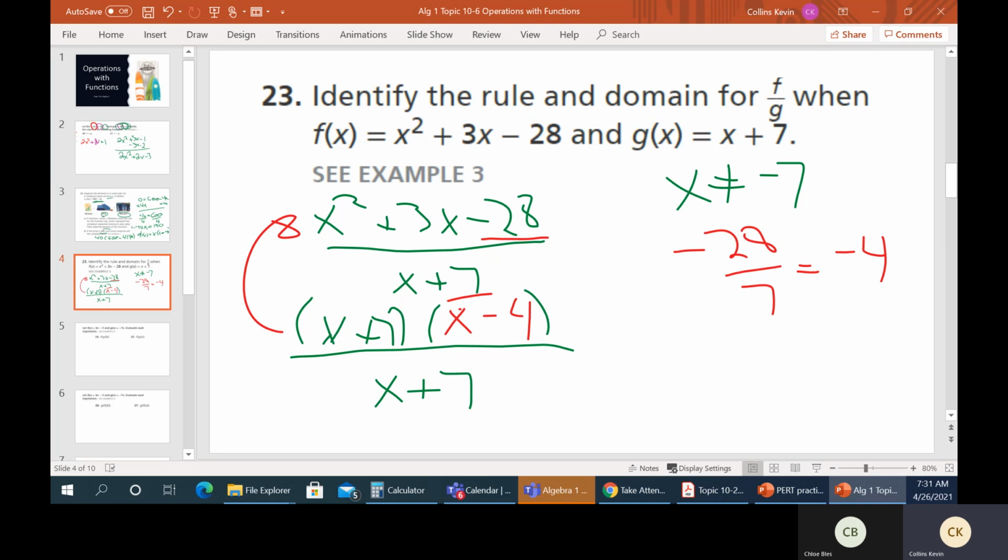So that's a good little hack for this kind of stuff, because typically they want those guys to cancel out. So then this will cancel out, right? So the new rule of this thing is just going to be x minus 4. But this still stands. Even though now if you plug in -7, you can get -11, right? But in the original function, you couldn't do that. So that still stands up. This is just a reduced form of the original function.